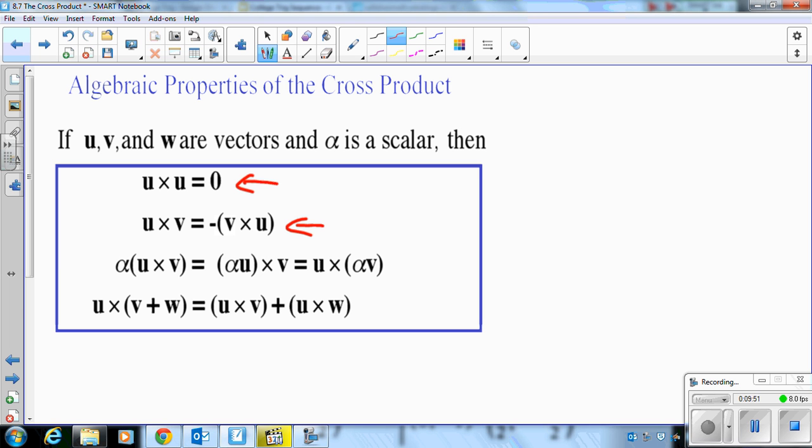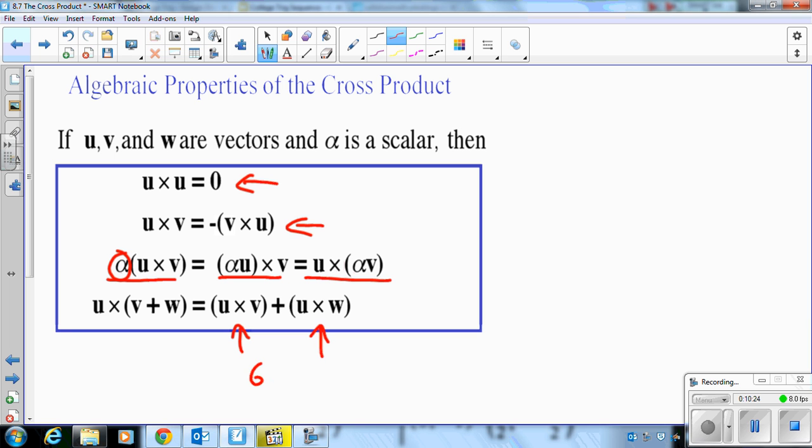If you want to multiply it by a scalar, remember alpha in vectors is typically a scalar, just a number. You can do alpha times U crossed with V, and that's equal to U crossed with alpha V. Either way, you can do any one of those three equations. If we want to do U cross V plus W, that's also the same as U cross V plus U cross W. Well, the problem with this is cross products take a while.